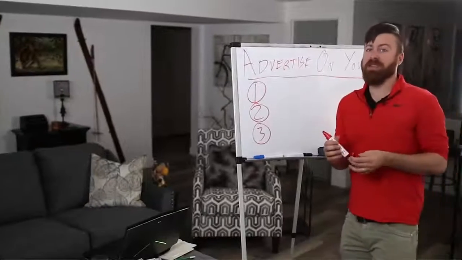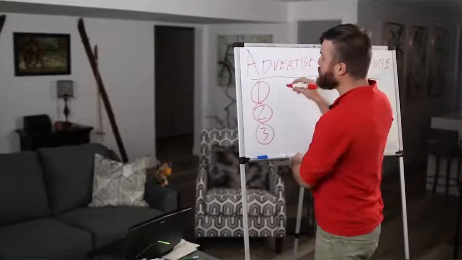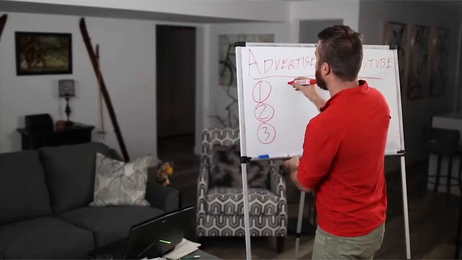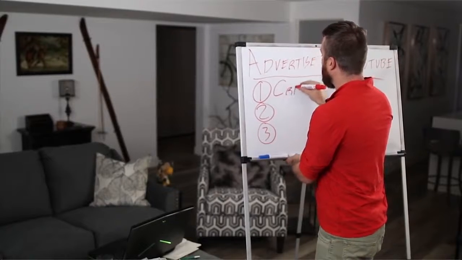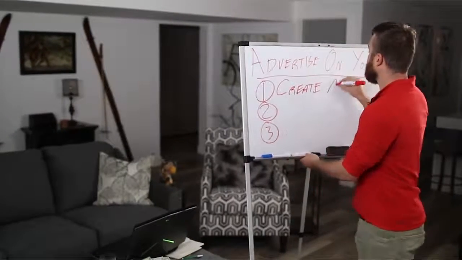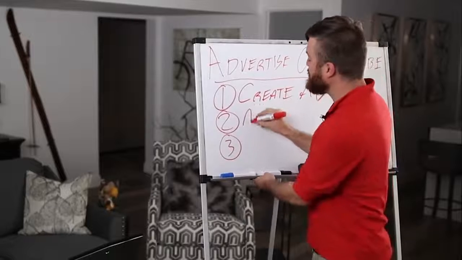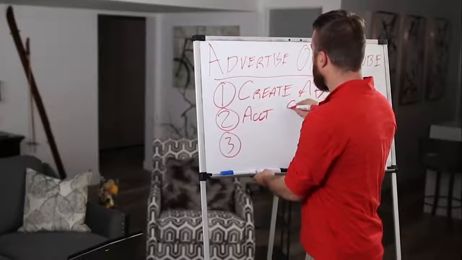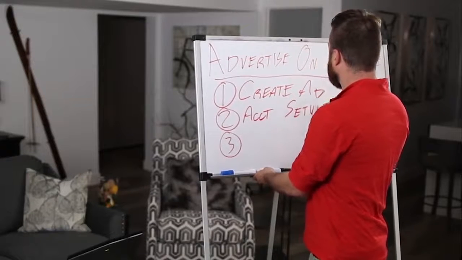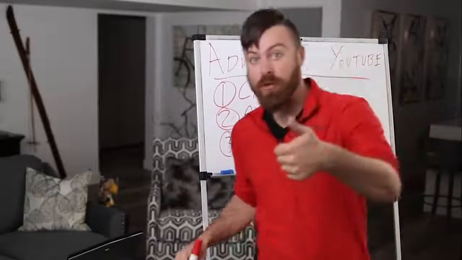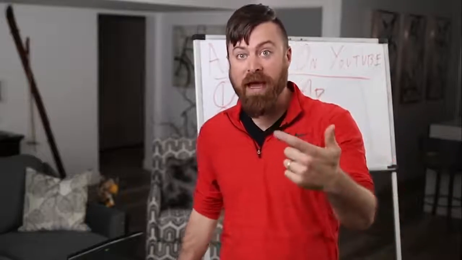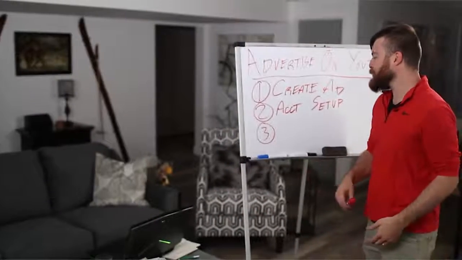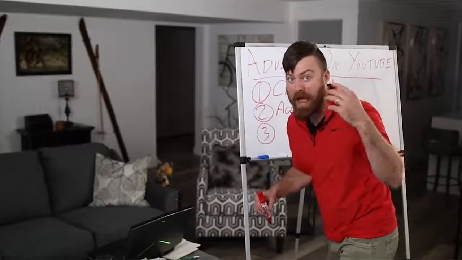So the first thing you need to do is create the ad, obviously, and I'm going to show you how to create the ad. Second thing you need to do is set up your accounts. Setting up your accounts means you have to have a YouTube channel and you have to have a Google Ads account to advertise, right? Duh. So step number 3 is we're going to set up our ad.